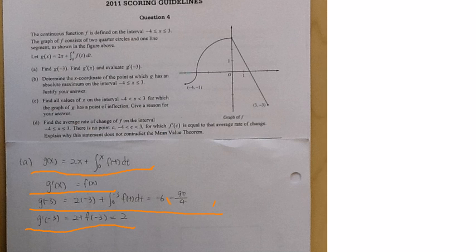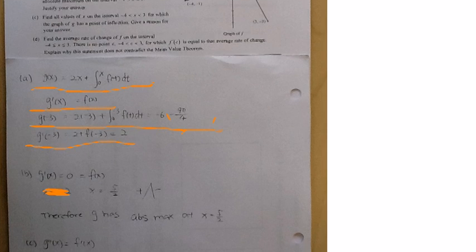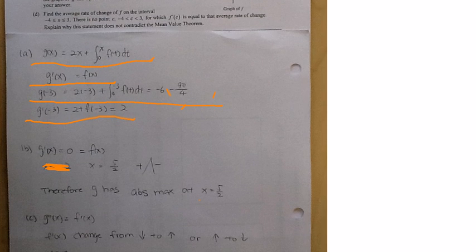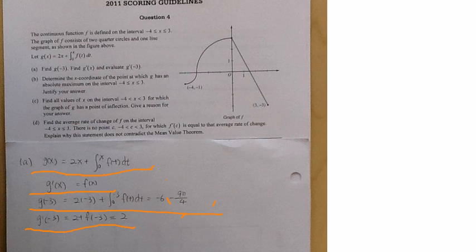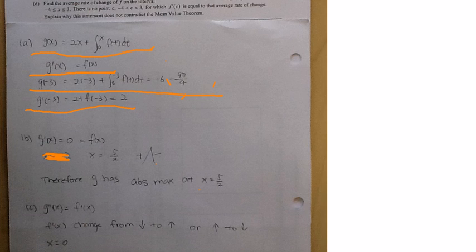Number B: determine the x-coordinate of the point at which g has the absolute maximum on the interval from -4 to 3, and justify your answer. We know that if g has a maximum, that's when g prime equals 0, and g prime equals 2 plus f of x. So that's when f(x) equals -2, and from the graph we can see that only occurs at x equals 5 divided by 2, and that's when the graph changes from positive to negative, and that's only a relative maximum.